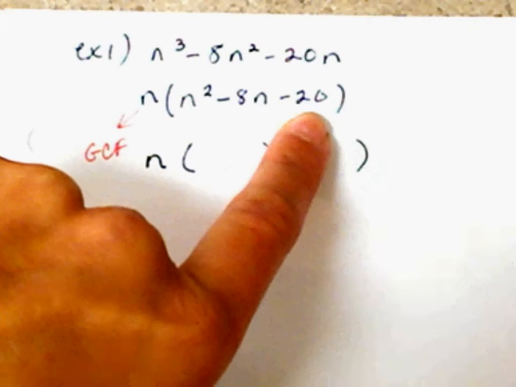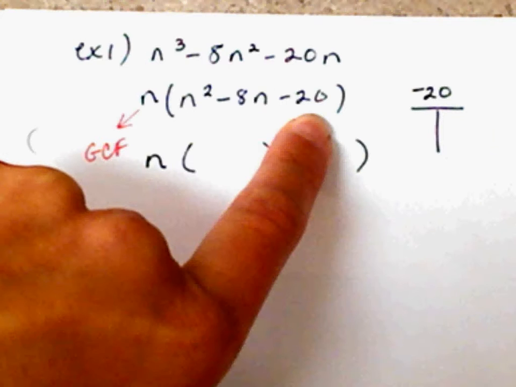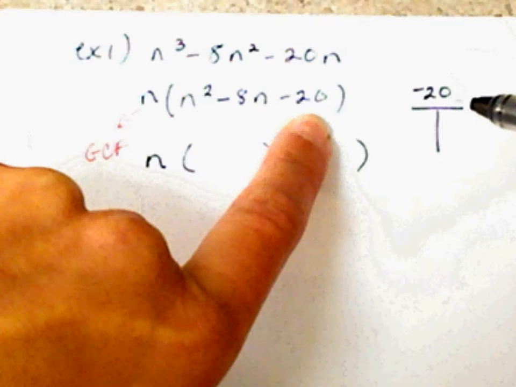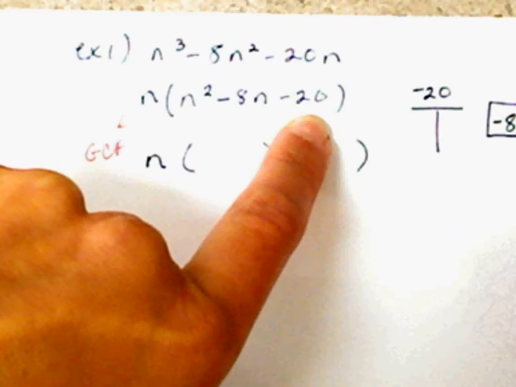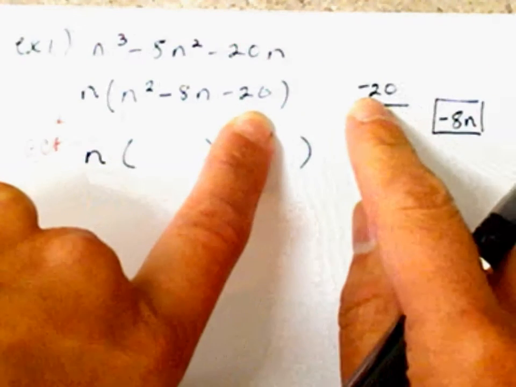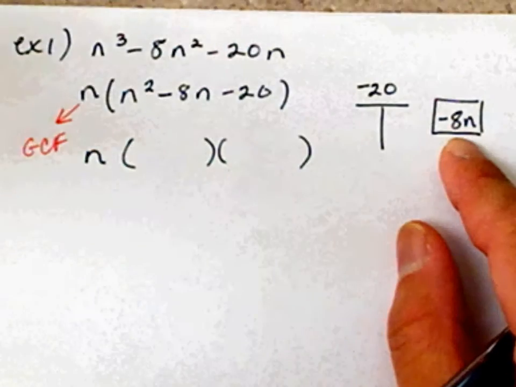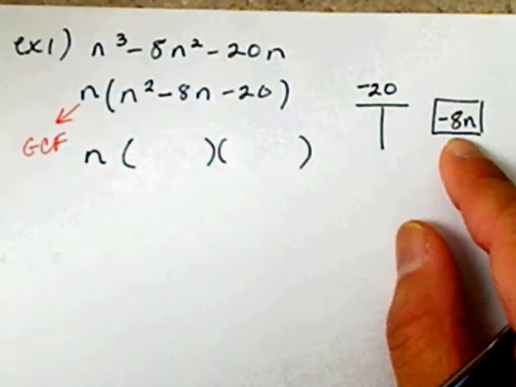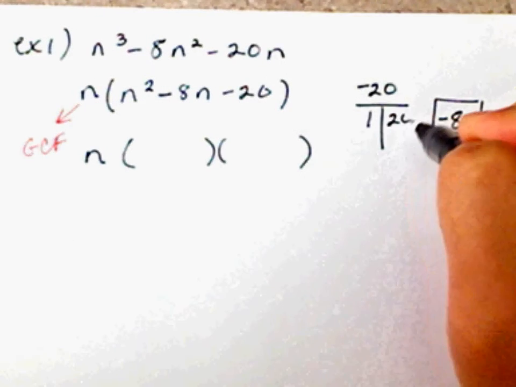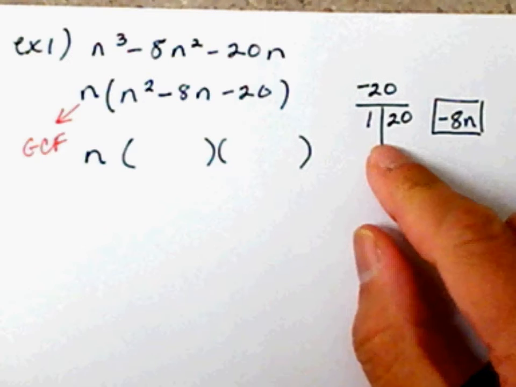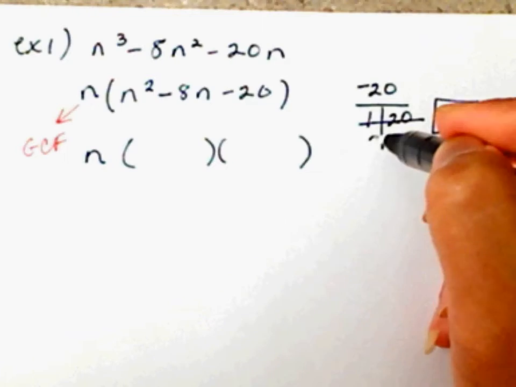Now if you take a look, you have a negative 20. What two numbers are you looking for that multiply to give you a negative 20, but you want it to be a negative 8n. Since it's a negative 20, you are going to want to subtract to give you negative 8n. Now, if you do not know your multiplications well, start off at 1. 1 times what number is 20? Well, 1 times 20. Do these two subtract to give you negative 8? No. Okay? Next number is 2.